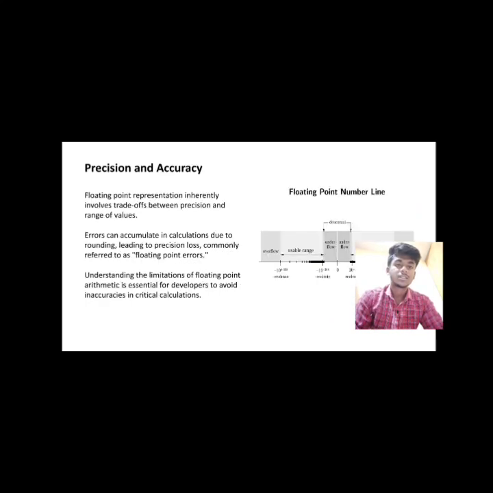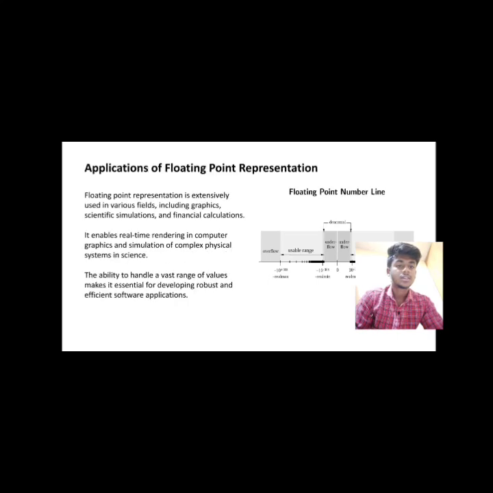Precision and accuracy. Floating point representation inherently involves trade-offs between precision and range of values. Errors can accumulate in calculations due to rounding and precision loss, commonly referred to as floating point errors. Understanding the limitations of floating point arithmetic is essential for developers to avoid errors in critical applications.